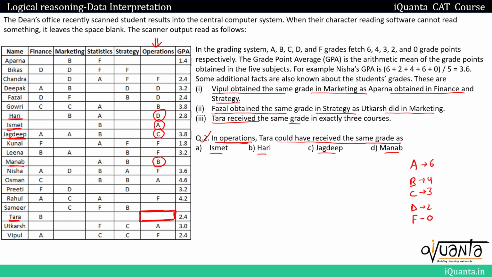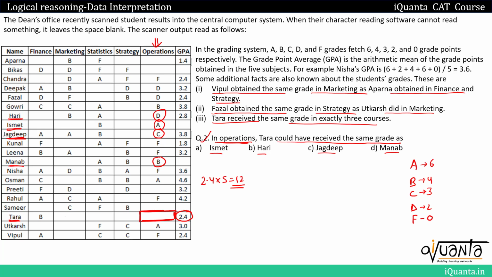The third one is Tara received the same grade in exactly 3 courses. So we have to make sure that she must score the same grade in exactly 3 subjects. Now if we look at Tara's GPA, it is 2.4. That means the sum of the scores of Tara in total will be 2.4 into 5, which gives me 12. So the score should not exceed 12.